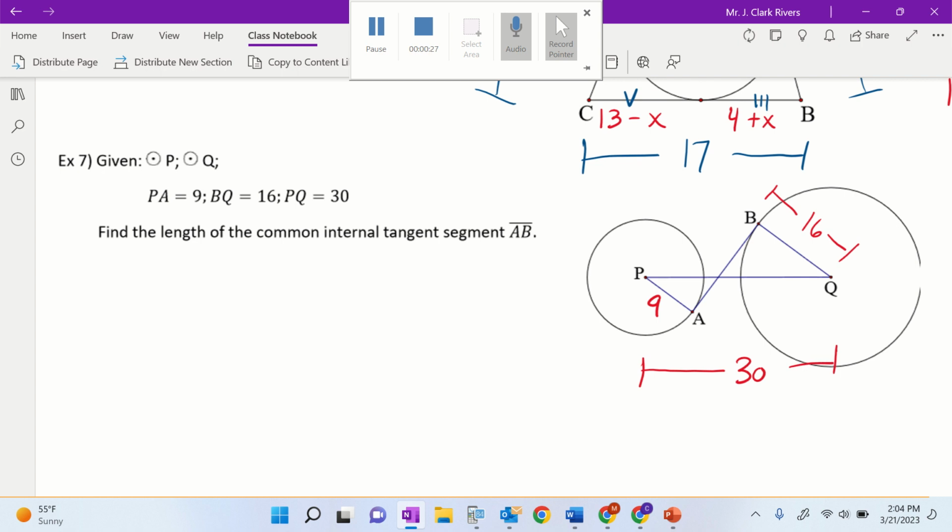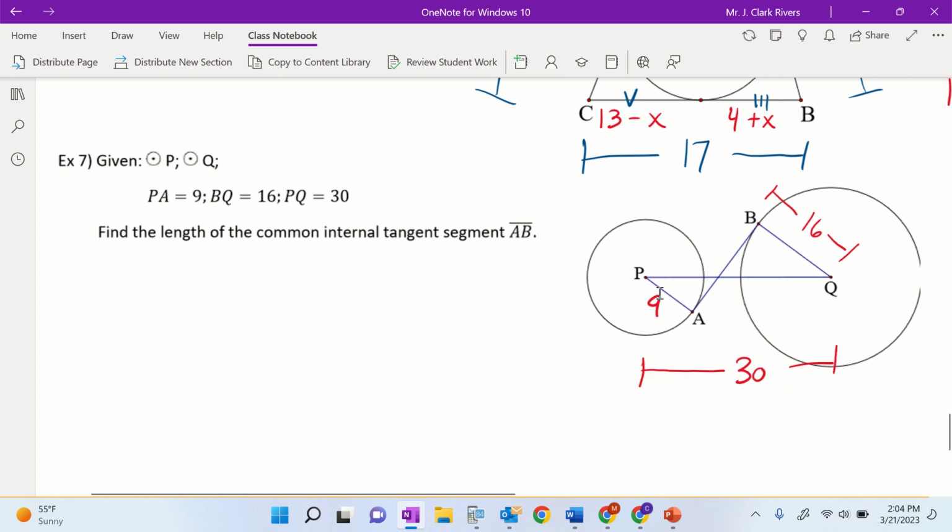Okay. We have circle P, meaning P is the center of that circle, so PA is a radius. We also have circle Q, meaning Q is the center of that circle, so QB is a radius. We have right angles here and here. We'll keep that in mind. Find the length of the common internal tangent. In other words, find the length of AB.